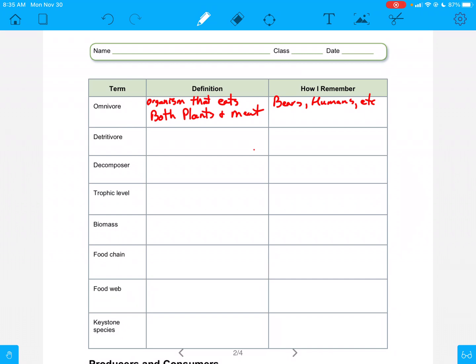This next one you may not know. This is called a detritivore, and what in the world is a detritivore? That's an organism that consumes non-living organic matter. Okay, so these are organisms that eat dead stuff. Okay, so this would be rotting logs. It would be decomposing animals, those kinds of things. It's going to eat that kind of stuff. It eats detritus, stuff at the bottom.